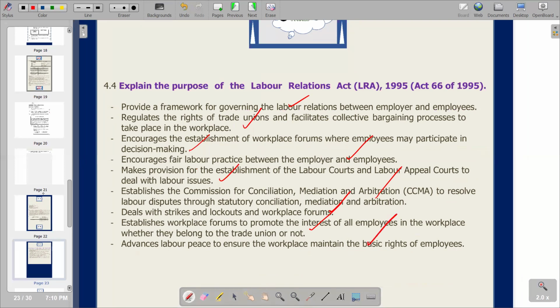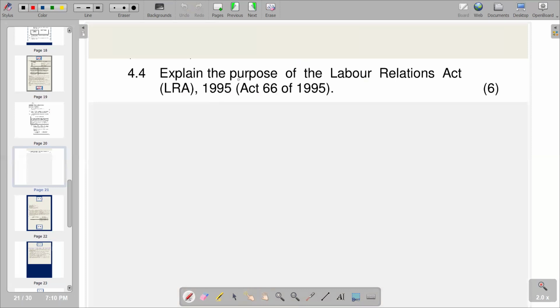But if we refer to our question, we would see that our question is just saying explain the purpose of the Labor Relations Act. There are no number of points that are being mentioned there. So the question is for 6 marks. So we can determine that at least 3 points are required to be raised. So at least we can come up with at least 3 points. So this is what we are putting to this video. This is the question paper of November 2023.